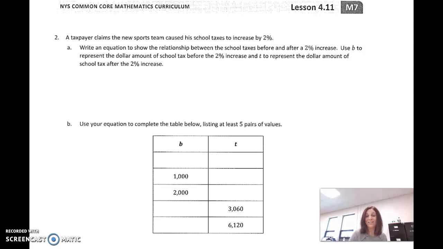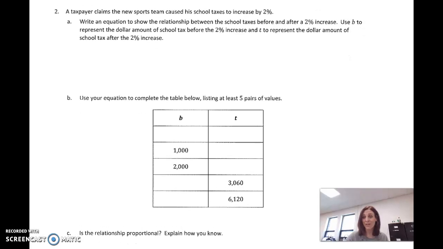All right, so again, we are dealing with all different types of percent problems that we might see in real life. So, taxes, a real life problem that we're all going to eventually have to deal with if you're not already. So, a taxpayer claims the new sports team caused his school taxes to increase by 2%. Write an equation. You're going to do this on your homework.